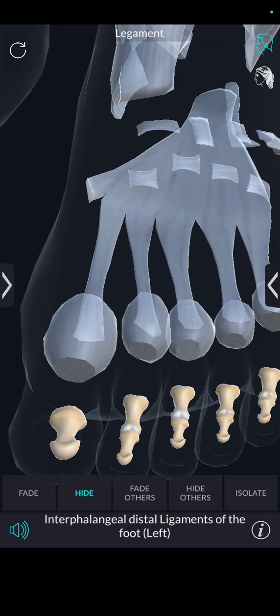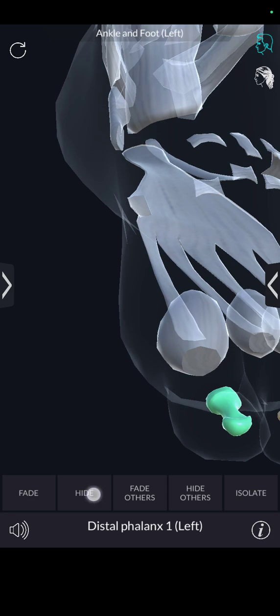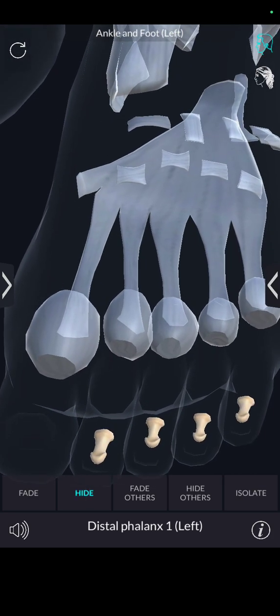The interphalangeal distal ligaments of the foot, left. The middle phalanges are some of the smaller long bones that form the toe. The distal phalanges of the foot are located at the end of each toe.